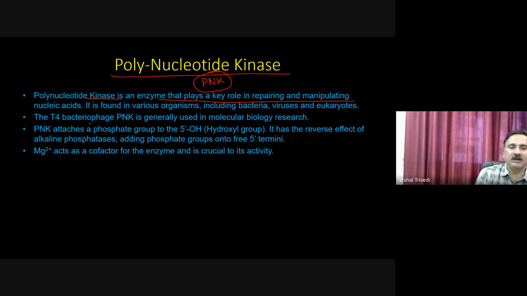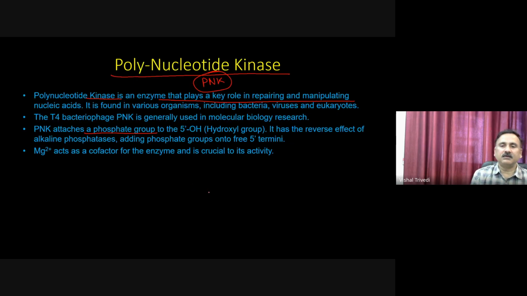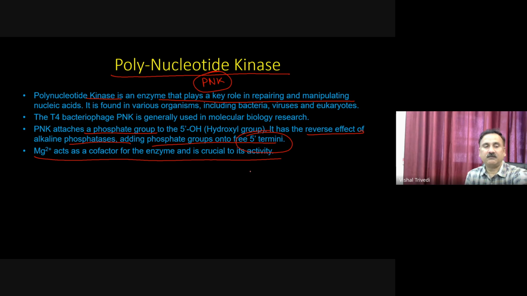In molecular biology, it is used for attaching a phosphate group, right? So PNK is doing exactly the opposite of what alkaline phosphatase is doing. In some cases, you have a 5' OH, but that 5' OH will not ligate because you require a 5' phosphate. So it has the reverse effect of alkaline phosphatase, adding the phosphate group onto the 5' end. Magnesium acts as a cofactor for the enzyme, and it is crucial for its activity.